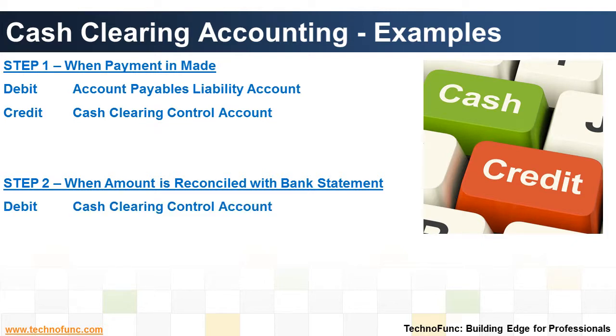To determine the actual cash balance, add any debit or credit residue in the cash clearing control account from payment or deposit amounts that have not yet been cleared to the cash account balance.